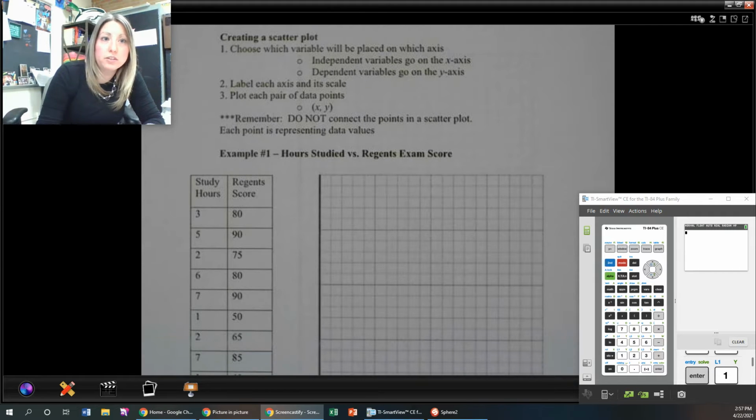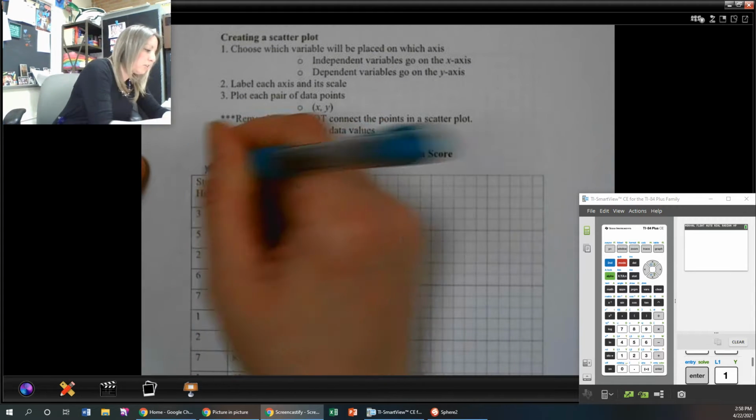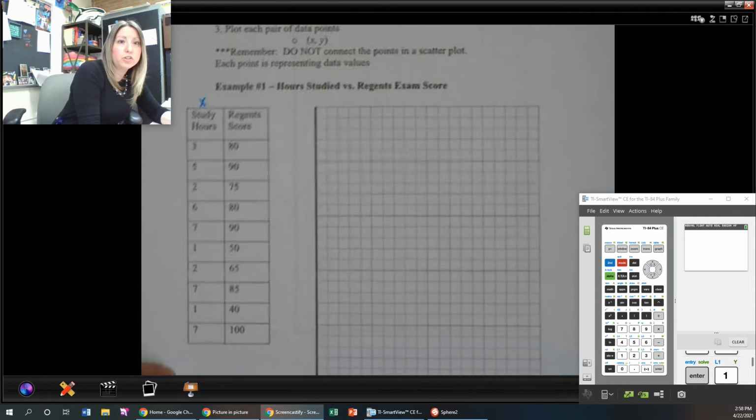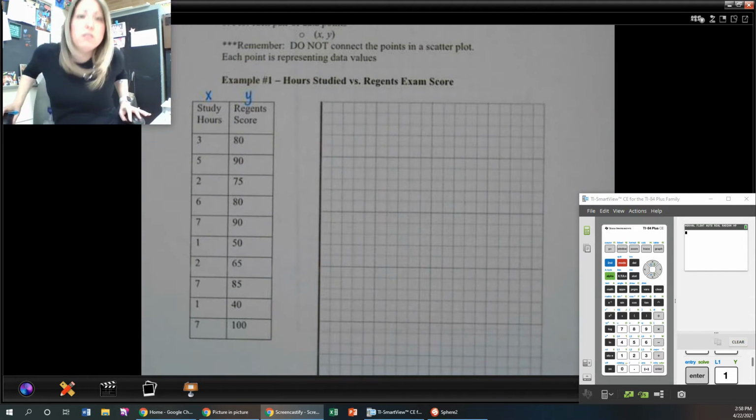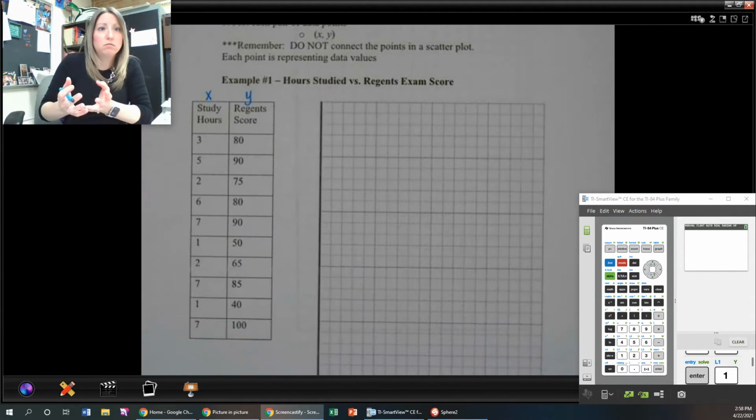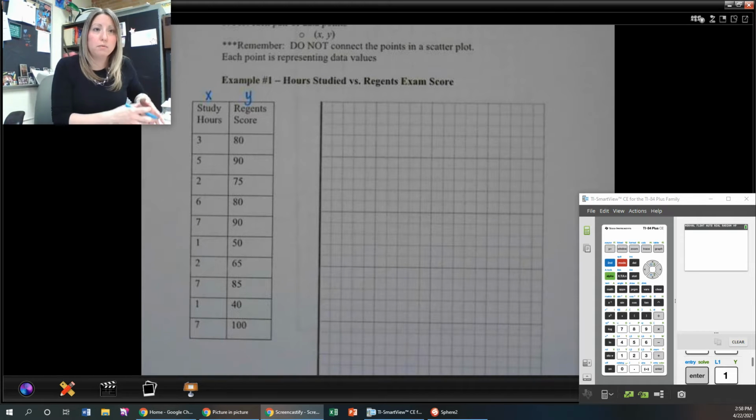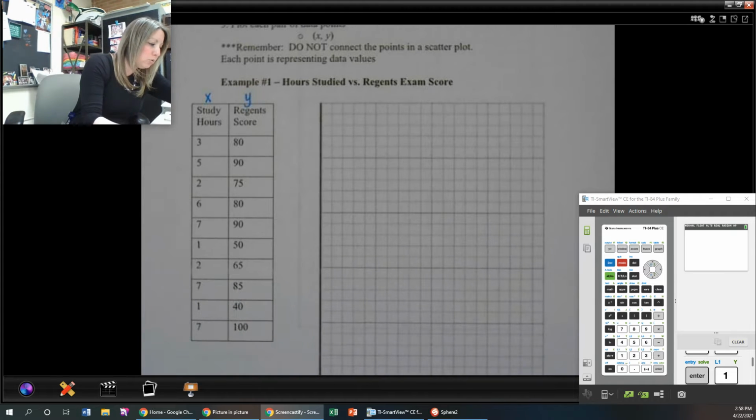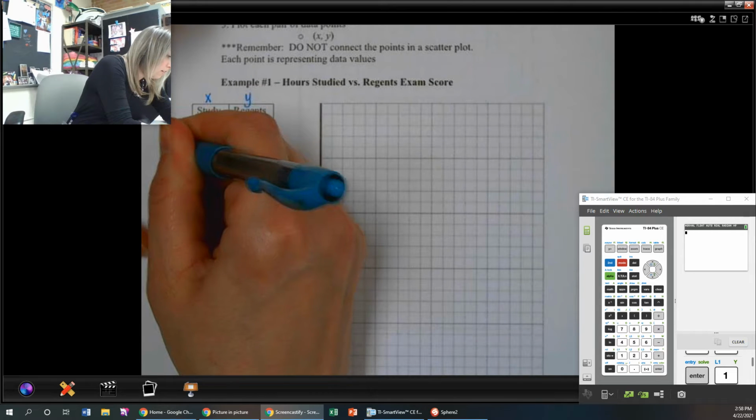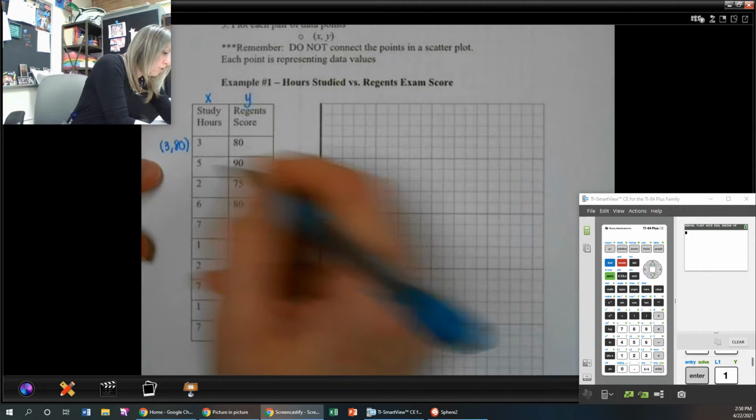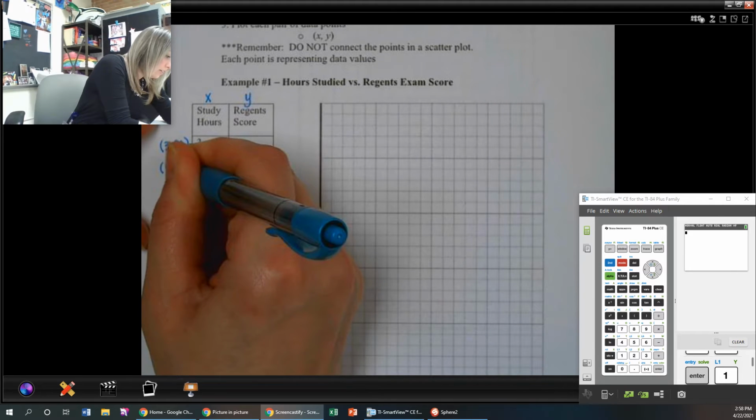The example we'll do today together is hours studied versus Regents exam score. The hours studied, being our time, is going to be our X variable. And the Regents score, being your result, is your Y variable. So it stands to reason that how much you study determines your score. We'll look at these as coordinate points. This coordinate point will be 3, 80. This coordinate point will be 5, 90.